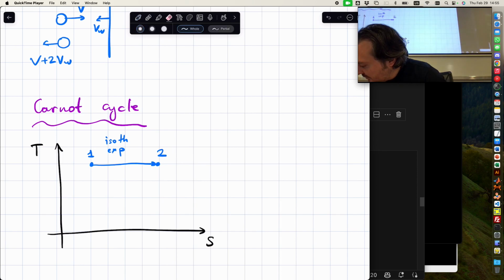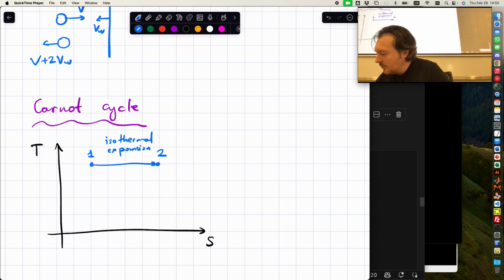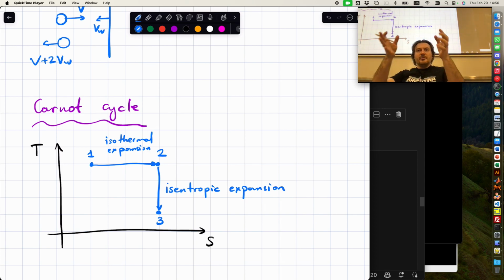Isothermal expansion. What is this? Isentropic. Isentropic what? Also expansion. Right? Because the 1 to 2 corresponds to putting heat into the system and keeping the temperature the same, right? Yes, while the entropy increases, the thing that we did first, and then going down is the thing that we did second, right?